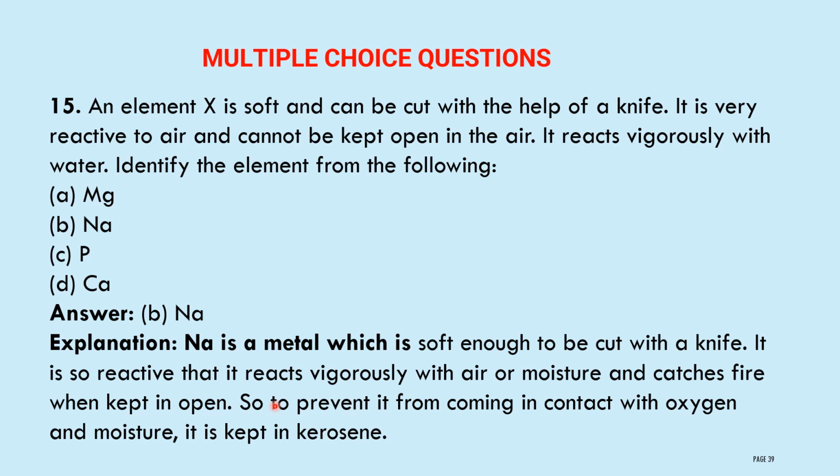Why will it immediately catch fire? Because it reacts with air or moisture present in the atmosphere. So to prevent it from coming in contact with oxygen and moisture, it is kept in kerosene. Because of this property of sodium, it will immediately catch fire when you expose it to air. In the air you have oxygen and moisture, and it will react immediately. Therefore we have to store sodium in kerosene.